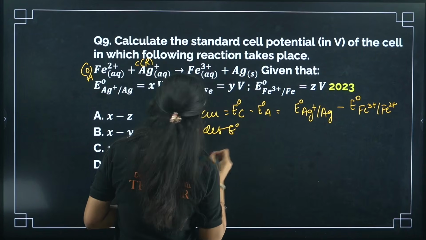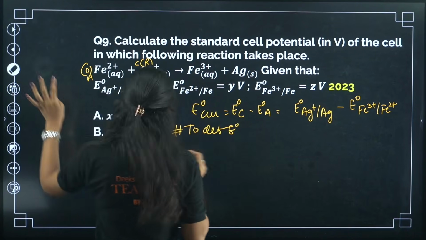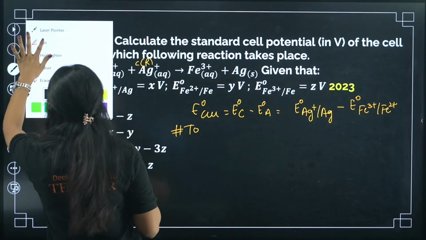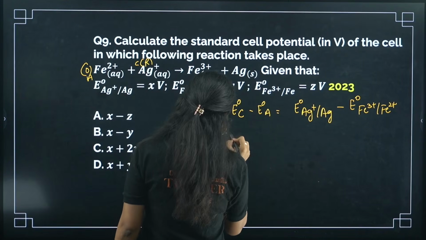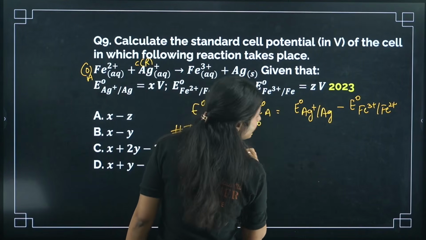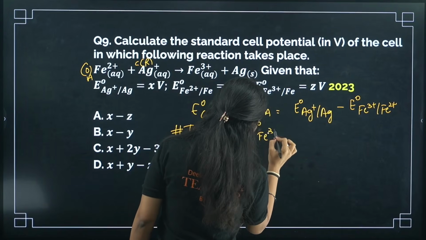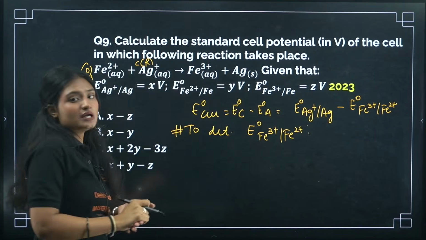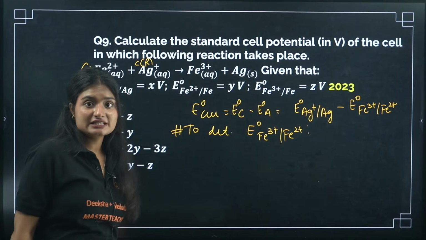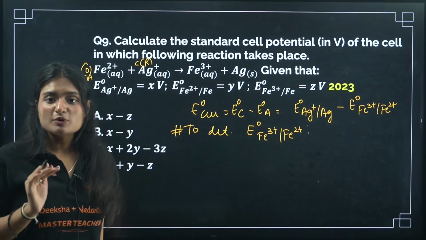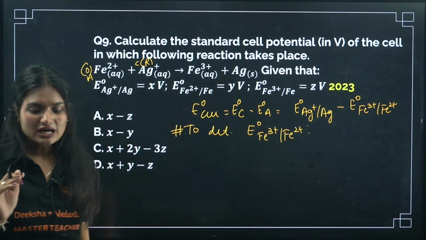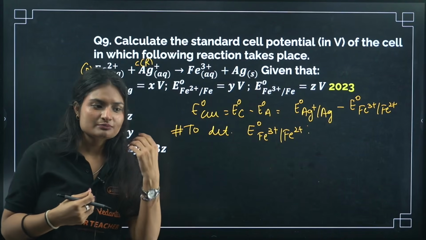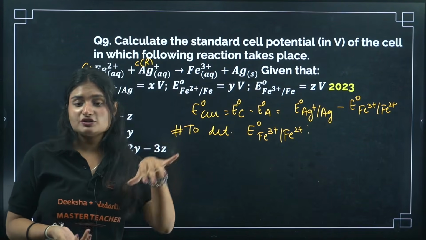To determine E0 Fe3 positive to Fe2 positive, we need to do some calculation. Why? Because firstly, E0 cell is an intensive property, right? And intensive properties are not simply additive. You can't just add or subtract and get the value. You need to convert them into some sort of extensive property, and from there you will do the calculation.